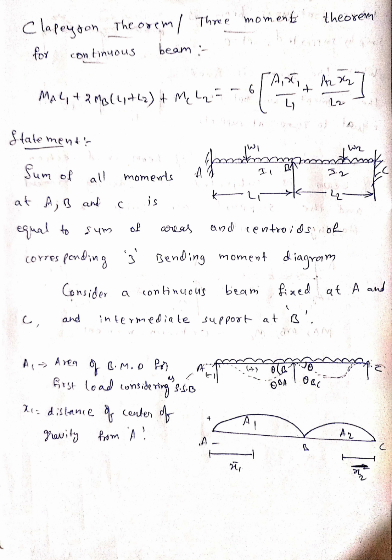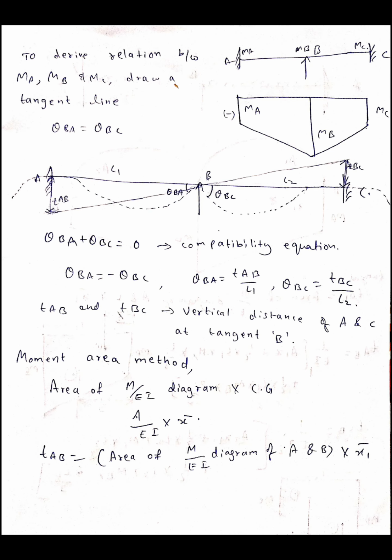Now A1 is the area of the bending moment diagram for the first load considering a simply supported beam. You can see the bending moment diagram considering a simply supported beam here. A1, A2 are the areas, x1 bar, x2 bar are the centroids, the distance of the center of gravity from A. So to derive the relation between MA, MB and MC, let us draw a tangent line. Before that, let us draw the bending moment diagram for fixed end supports. So you can see the moment here.